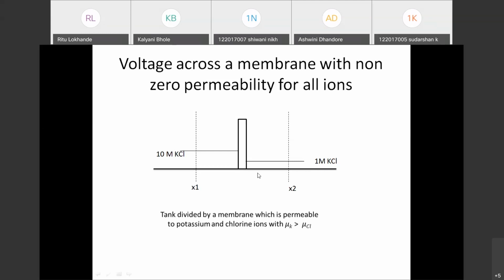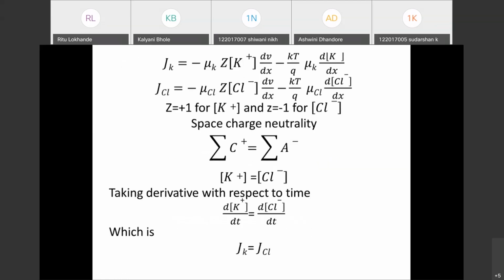Consider a tank, and this tank is divided by a membrane, and this membrane is permeable to potassium and chloride ions, I mean all ions, with a concentration difference. The permeability of K, mu K, is greater than the permeability of Cl. This is the assumption which we have used here. Okay, so now start.